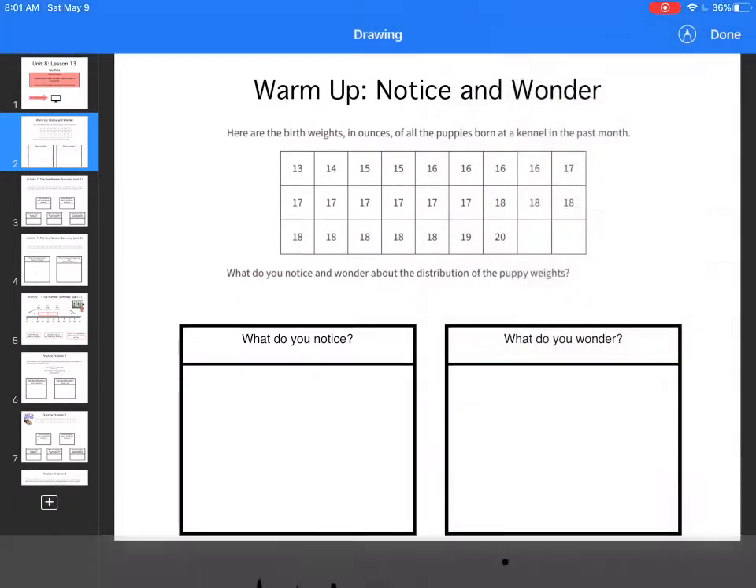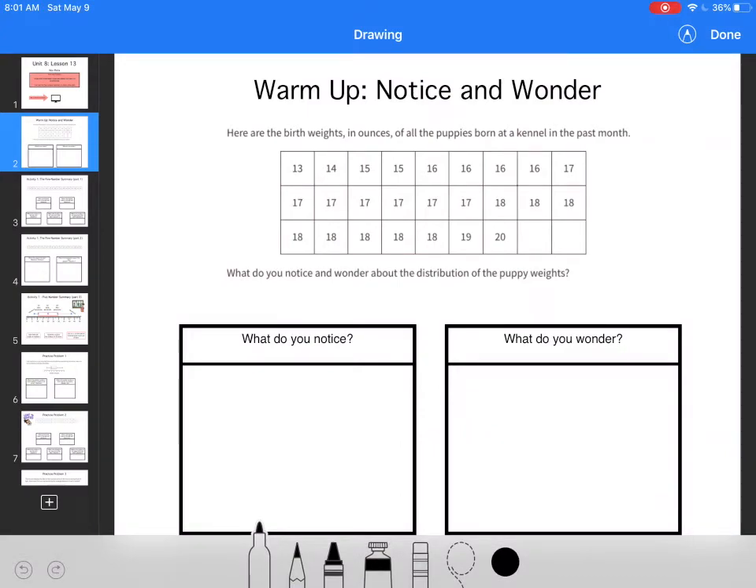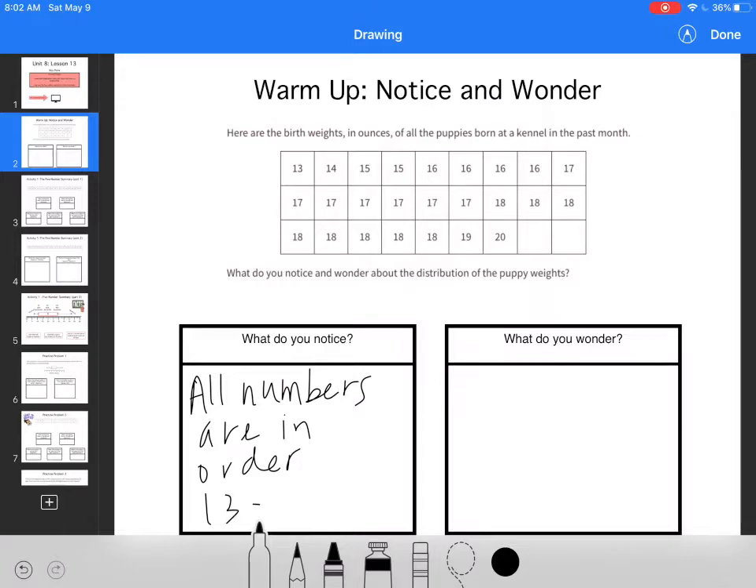The first thing I notice is all the numbers are in order. I also know that they go from 13 to 20. So what do I wonder? Why are there 2 empty boxes at the end?